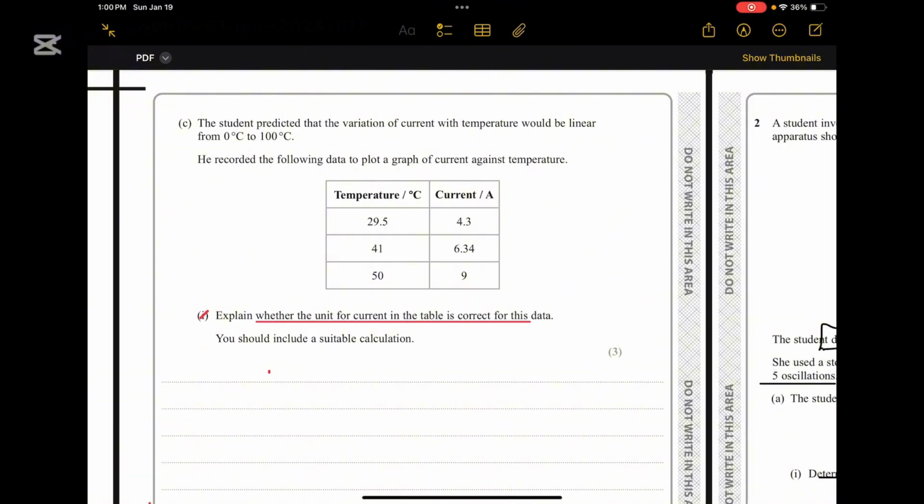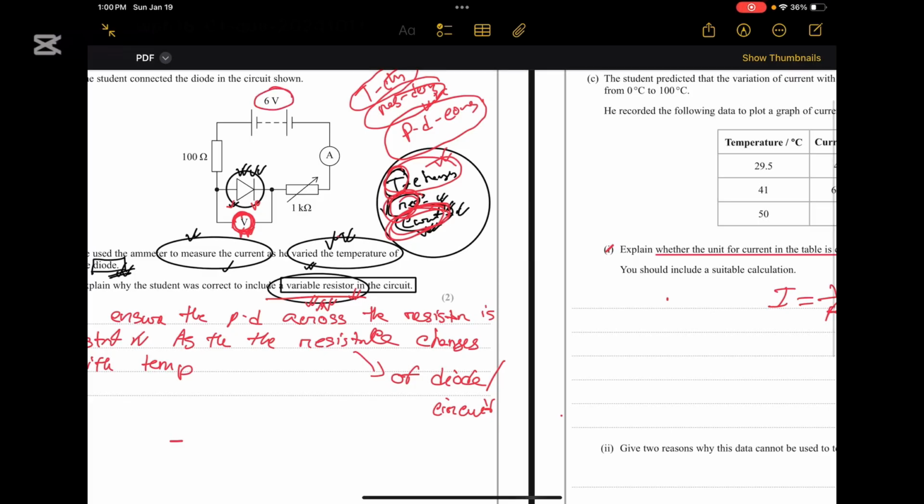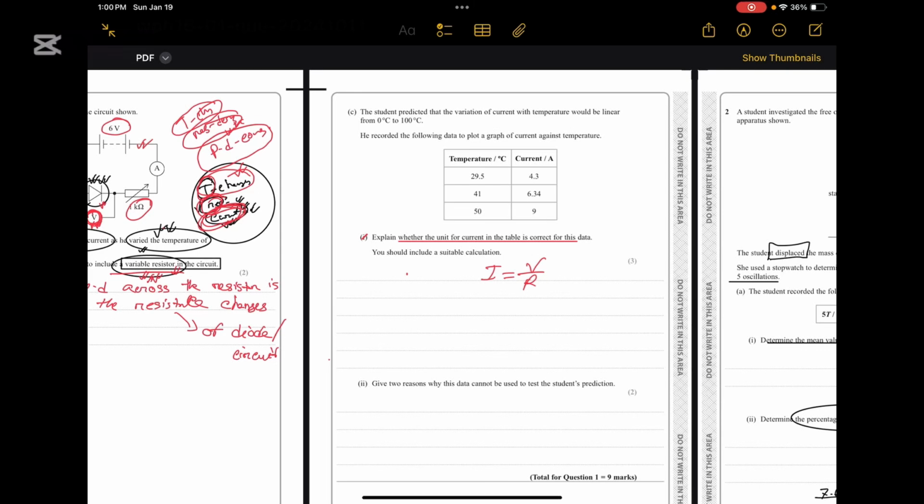So first of all, let's figure out the current. We know current is equal to voltage divided by resistance. We will take this 6 volt and we will add these two resistances, because both of them are acting on the circuit. So we have to add the whole resistance acting on the circuit, which is 1100. So 6 volt divided by 1100. The answer will be 5.5 × 10^-3 ampere. So this is our correct answer.